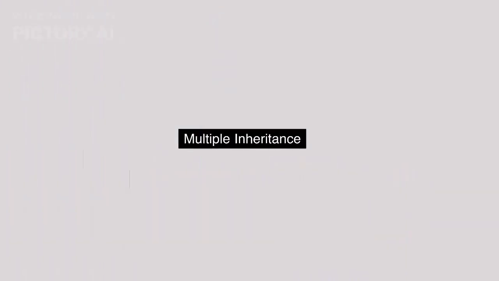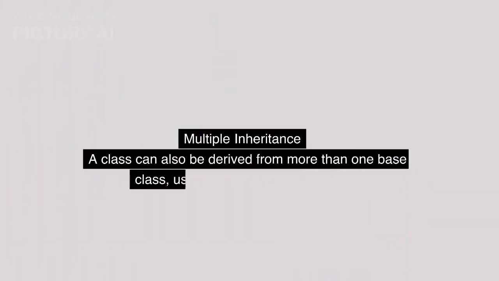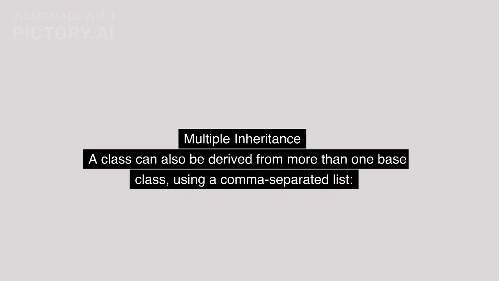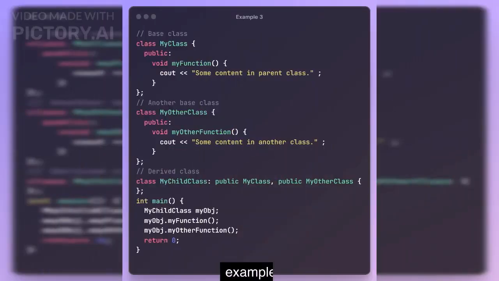Multiple inheritance. A class can also be derived from more than one base class, using a comma-separated list. Example.